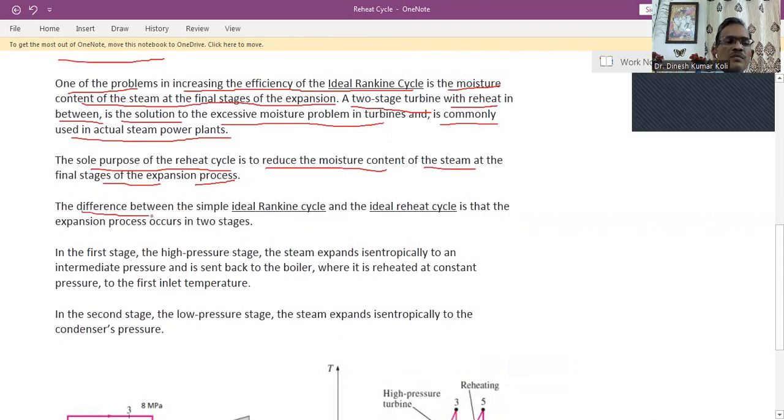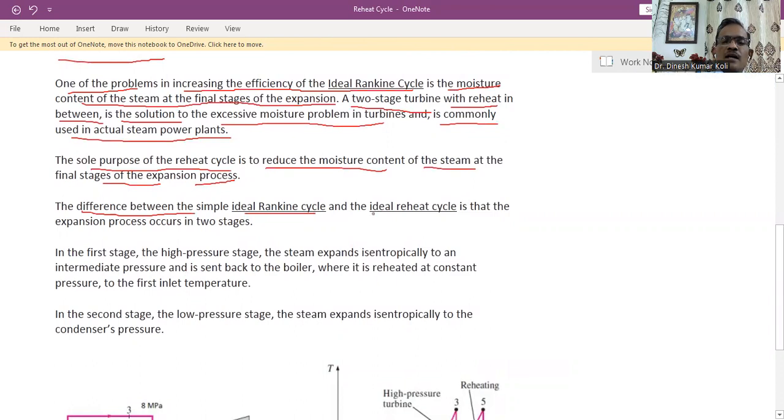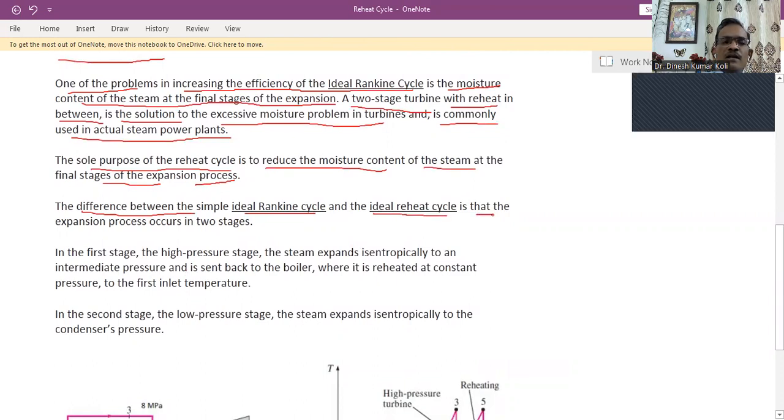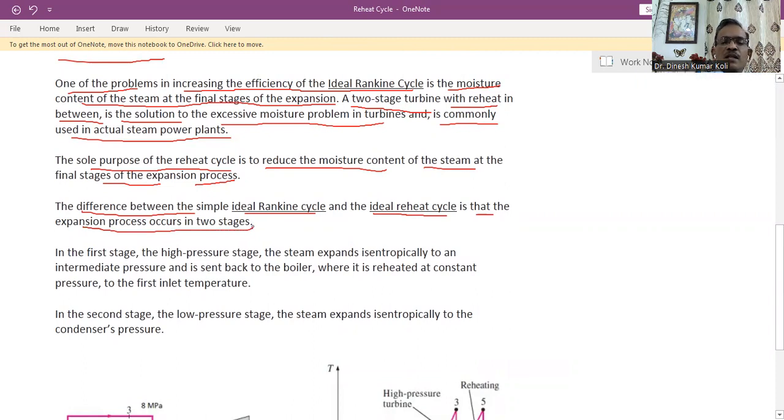Now, what is the difference between the ideal Rankine cycle and the ideal reheat cycle? The difference is that the expansion process occurs in two stages. It doesn't occur in a single stage, but in two stages, and between these two stages there is reheating of the steam.